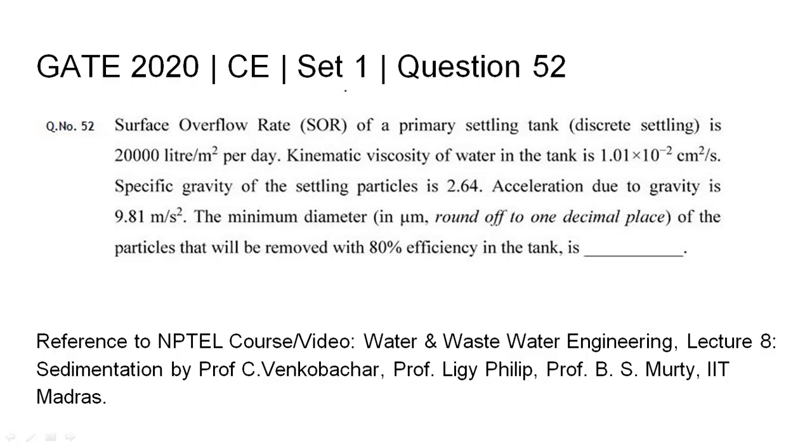2020 Civil Engineering Set 1 Question 52. Surface overflow rate of a primary settling tank in which discrete settling has been happening is 20,000 liters per meter square per day. Kinematic viscosity of water in the tank is 1.01 into 10 to the power minus 2 centimeter squares per second. Specific gravity of the settling particles is 2.64. Acceleration due to gravity is 9.81 meter per second square.